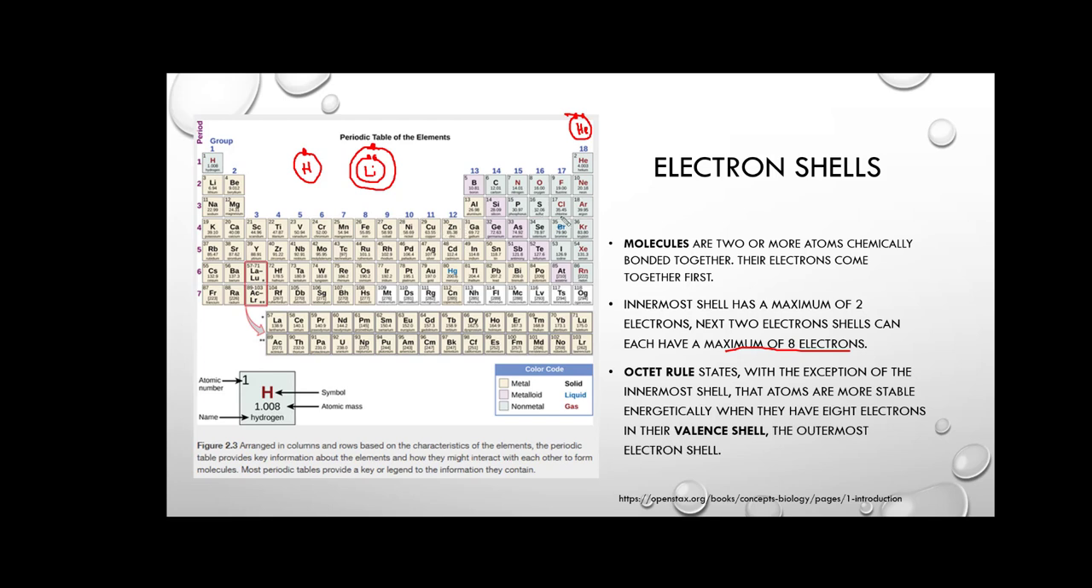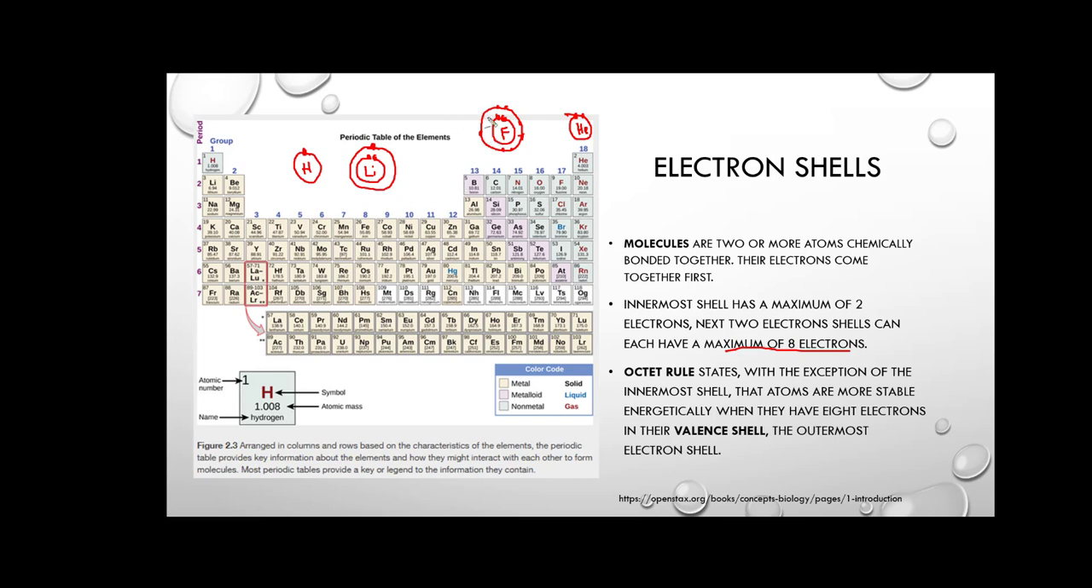If I talk about something like fluorine, fluorine has nine protons. If it's neutral, then it would have 9 electrons. Okay, so its innermost shell gets filled first. So there's 2 of its electrons. Then comes the 7. 1, 2, 3, 4, 5, 6, 7. Okay, so it just needs 1 more to fill its shell.